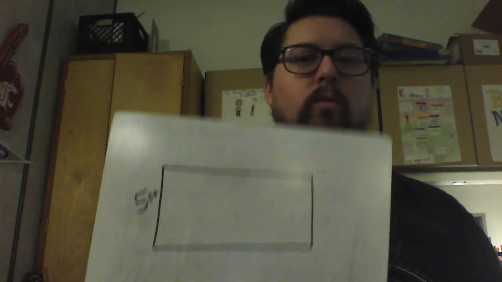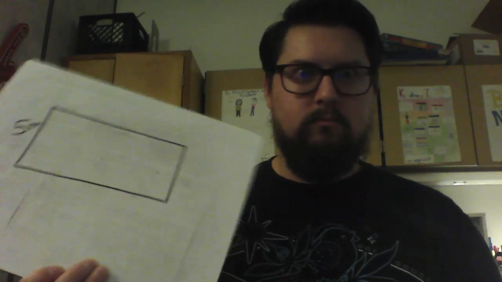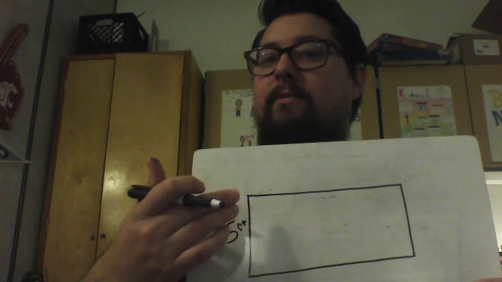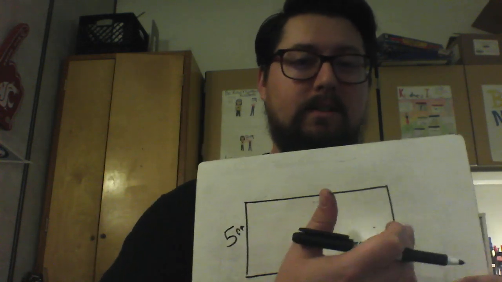The width of David's rectangular tent is 5 feet. Alright, so here's what we know. We have a rectangle, and one side is 5 feet. This is all we know just from reading the first sentence: a rectangle, one side is 5 feet. The length is twice the size of the width. Okay, well, if we're not sure what a length or a width is, here's my 5-foot side. The opposite side is also 5 feet.